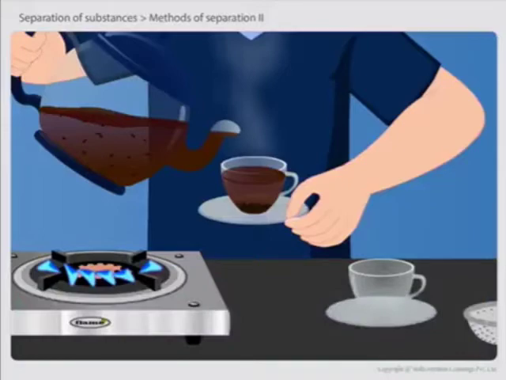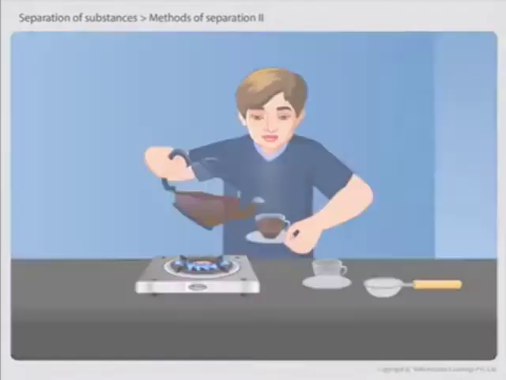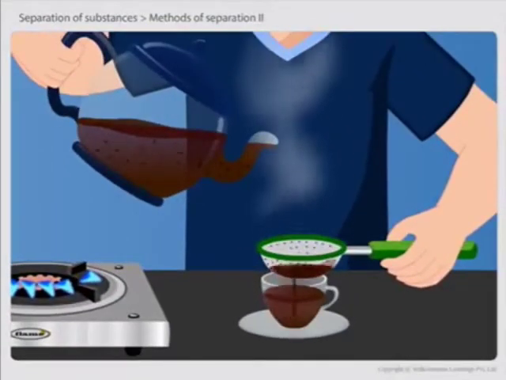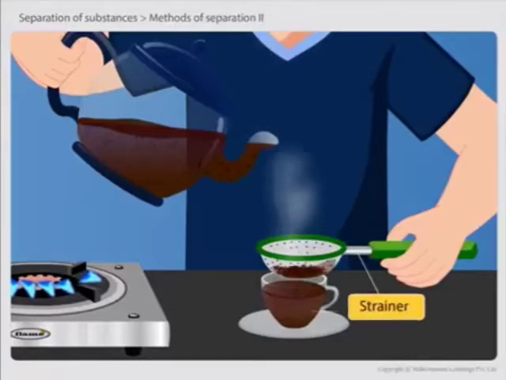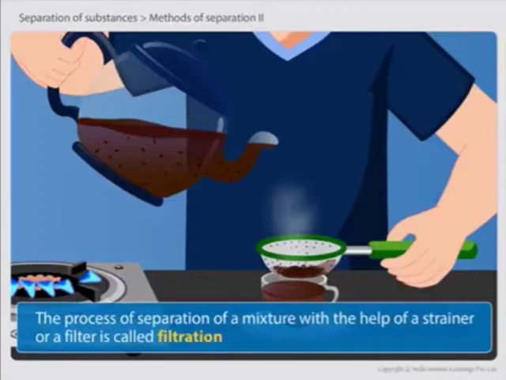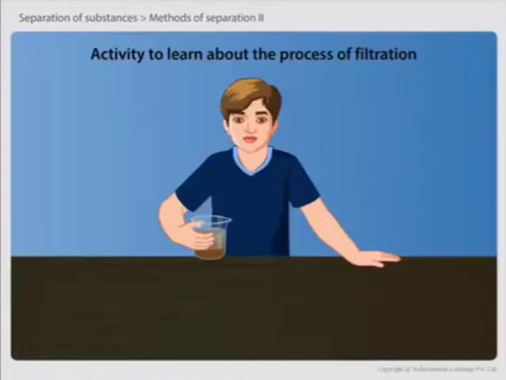Then how do we separate all the tea leaves from the tea? Now take a strainer and pour the tea through it. Observe both tea and the strainer. What do you see in the strainer? You will see that all the tea leaves remain in the strainer. This process of separation of a mixture with the help of a strainer or a filter is called filtration. We will now perform an activity to learn about the process of filtration.